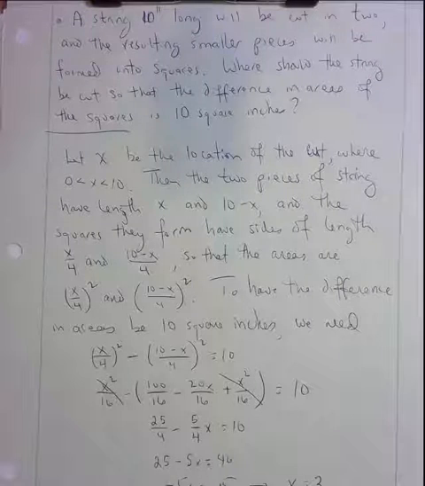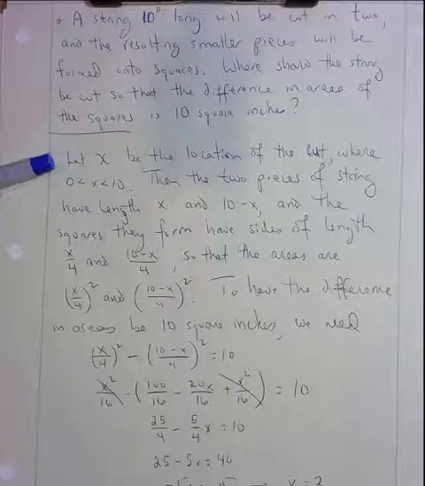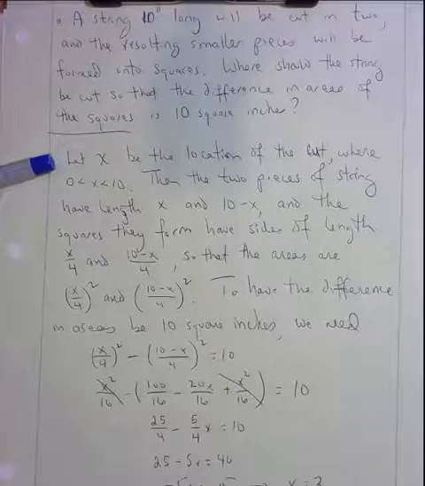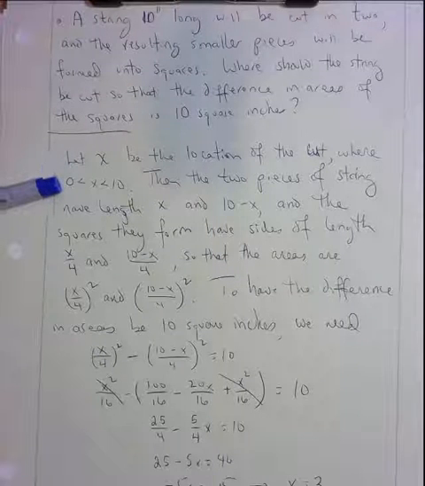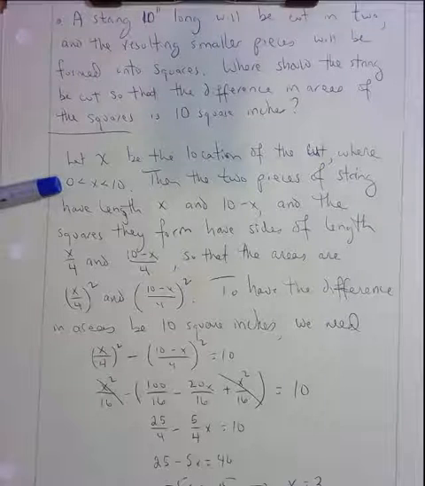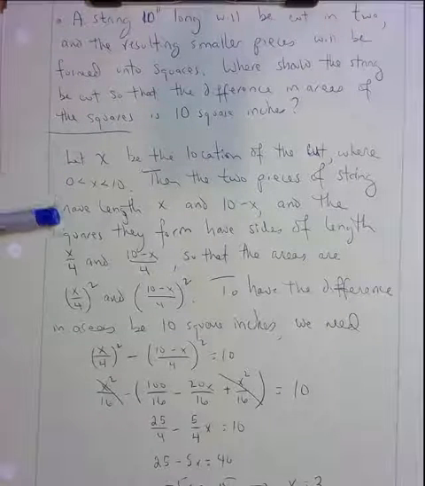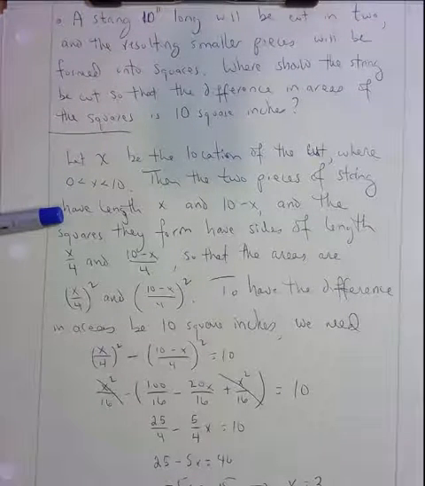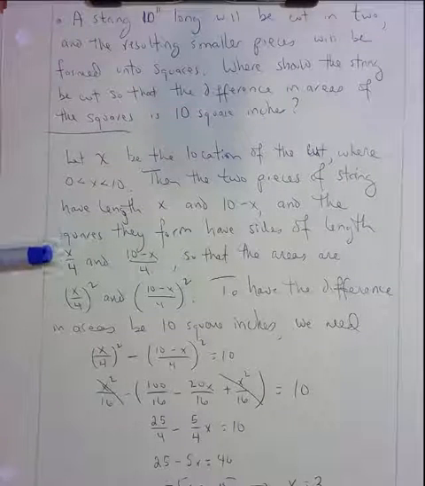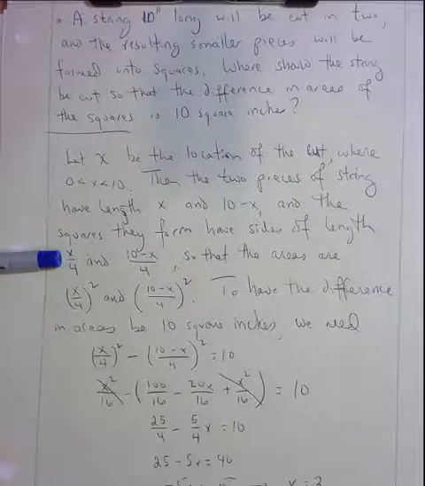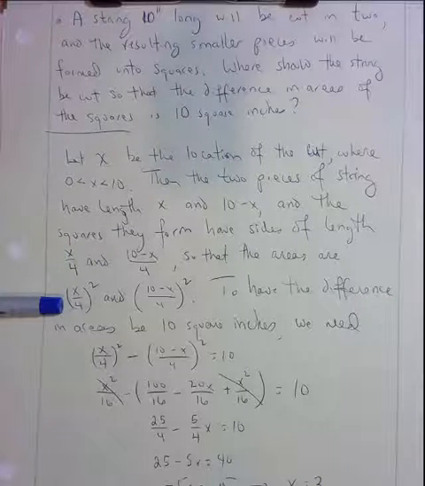And so here we just have a more narrative story than we had on the scratch work. So let X be the location of the cut. 0 is going to be the smallest you could cut, and 10 would be the biggest. So X has got to be somewhere in between. And then I describe the two pieces of the string have lengths X and 10 minus X. The squares they form will have these as the lengths of their sides, and so these are the areas.